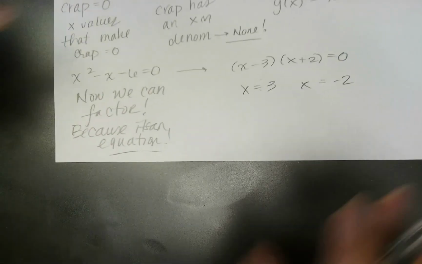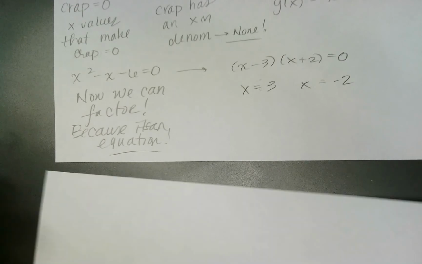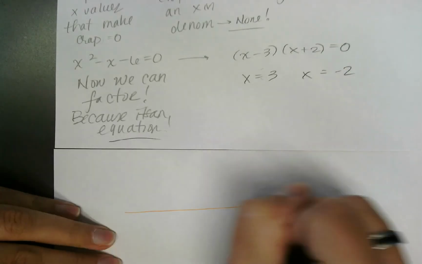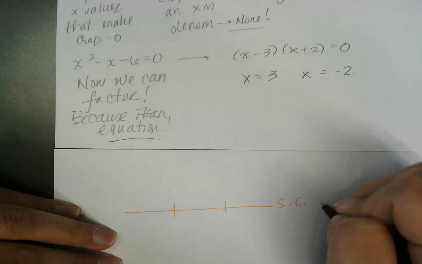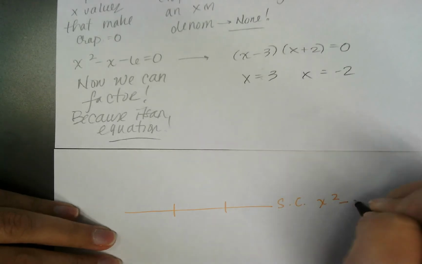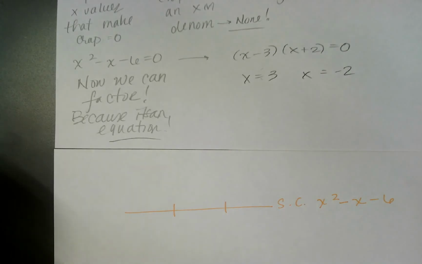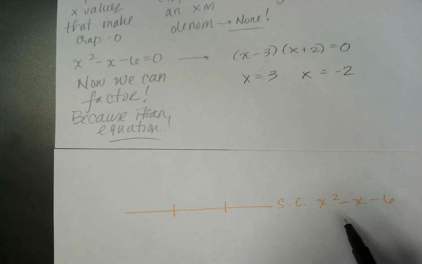Alright, so now that we have the bases for our sign chart, we can start building it. I'm going to color code this. So here's my sign chart, and I always label my sign chart. This is my sign chart for my crap, and my crap is x squared minus x minus 6. Label it. First of all, in calculus you're going to do a bunch of sign charts, and you have to keep them labeled. Secondly, I want you to know where you plug in your numbers.